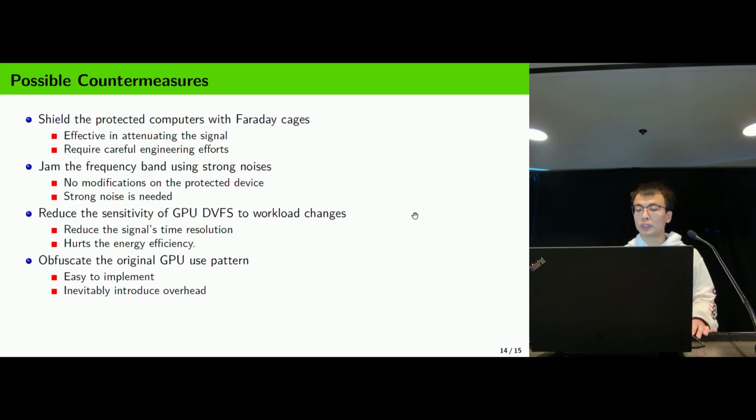And jamming the signal frequency band using strong noises is another solution. But as our signal processing techniques are resilient to random noises, we believe the noise needs to have very high intensity. Reducing the sensitivity of GPU DVFS will definitely reduce the signal's time resolution, but it may hurt energy efficiency. We can also obfuscate the original GPU usage pattern by running some random workload. It's an easy to implement method, but it may inevitably induce some overhead.